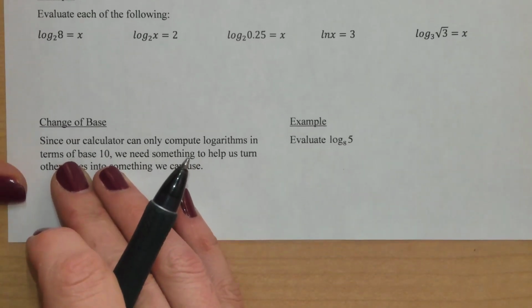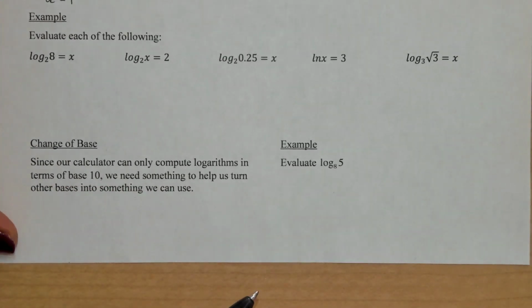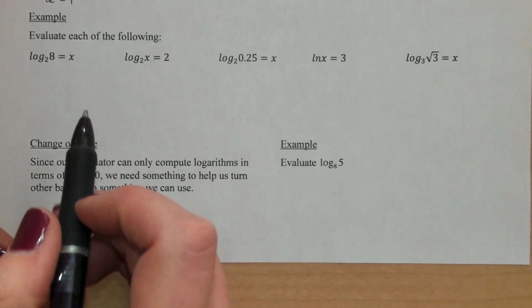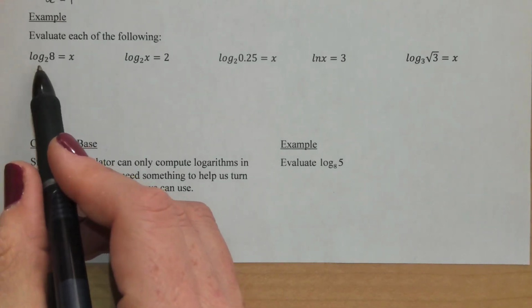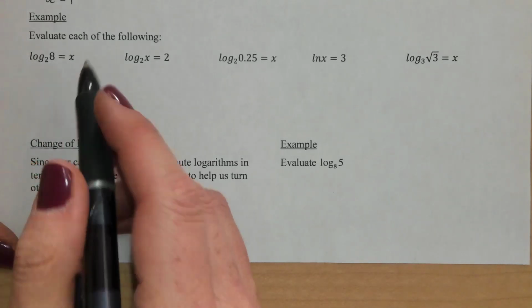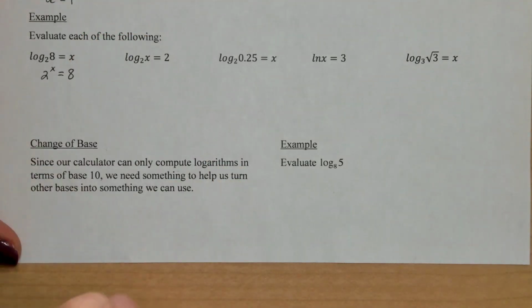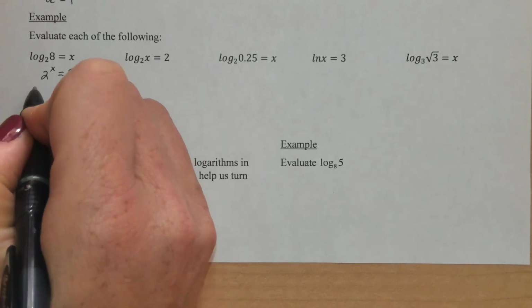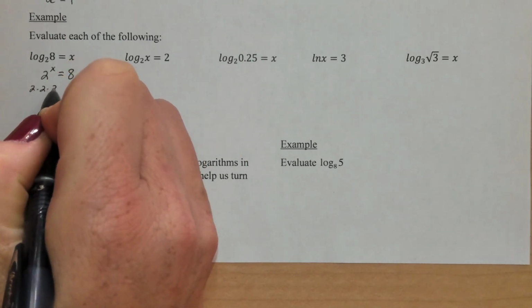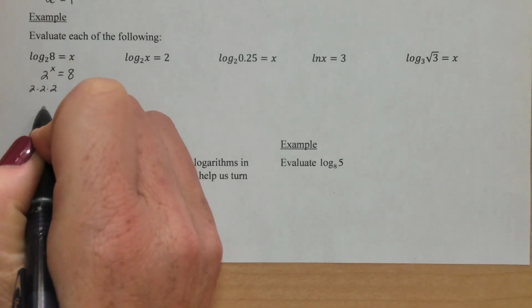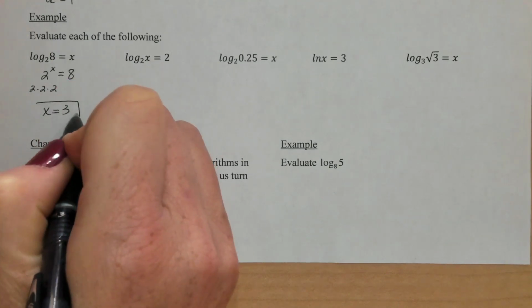Now we're just going to do a couple of evaluating. This time we're actually going to solve. And sometimes when it's written in log form, it's really difficult to see what the answer might be. So if you switch to exponents, sometimes it's a little bit easier to tell. And so 2 to the what power? So we're literally asking 2 times 2 times 2. How many 2's does it take to get to 8? And that would be 3.